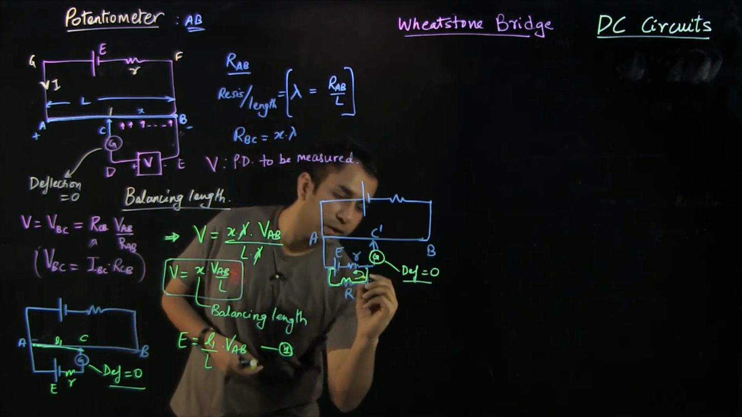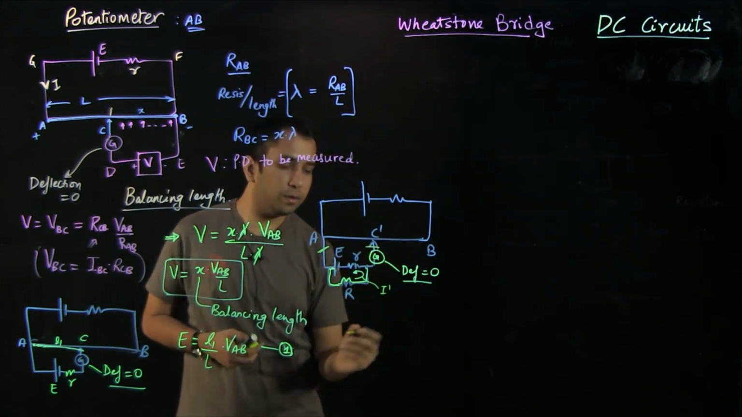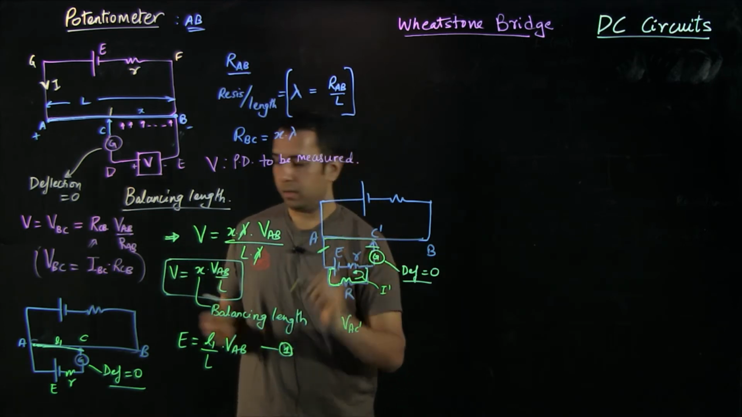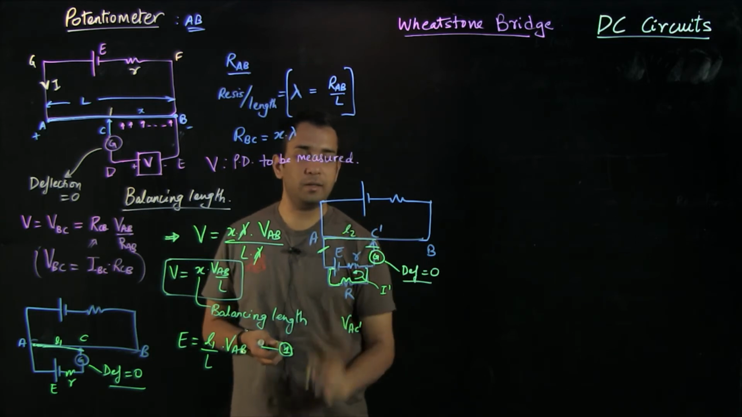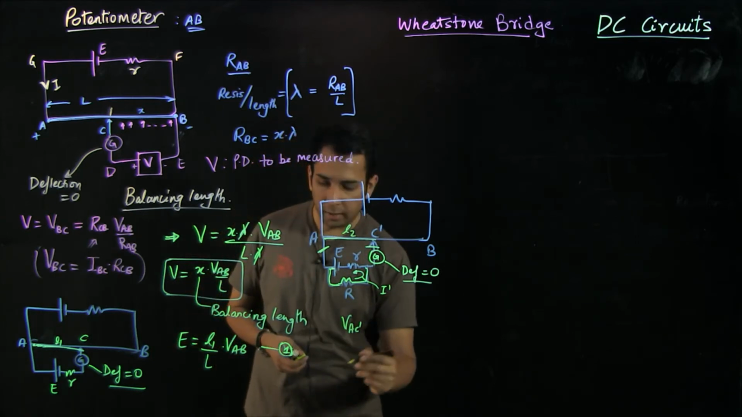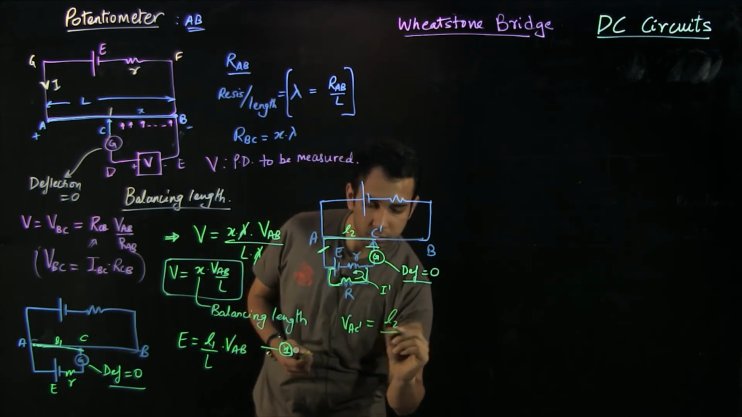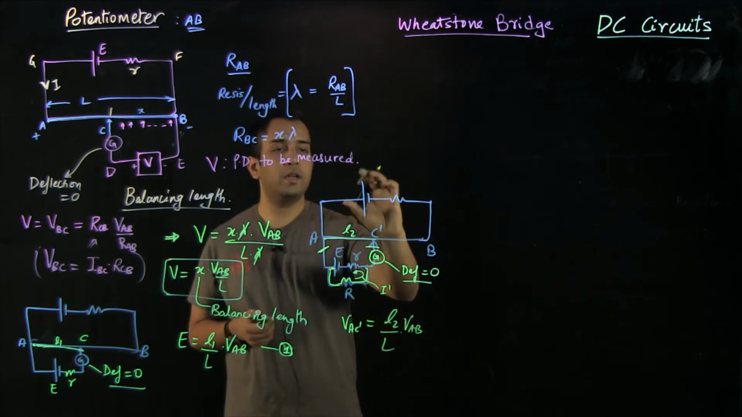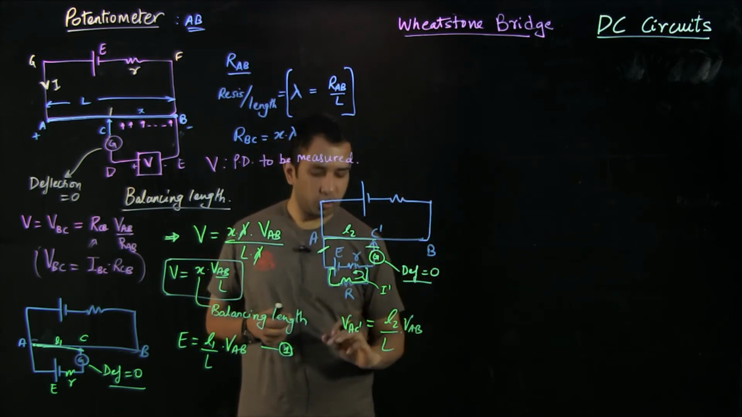Because there is a current I' flowing in it, the potential difference across AC' changes, because now the balancing length has changed due to the difference in potential difference. So now the balancing length is L2. So now VAC' is again doing the same thing: L2 by L into VAB. VAB remains the same because we are not changing the battery and the resistance of the overhead circuit.